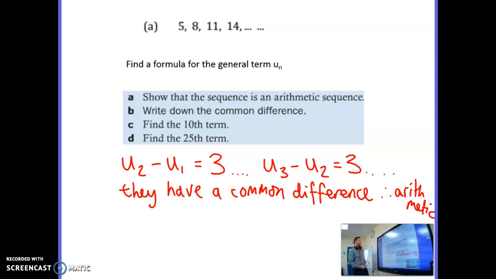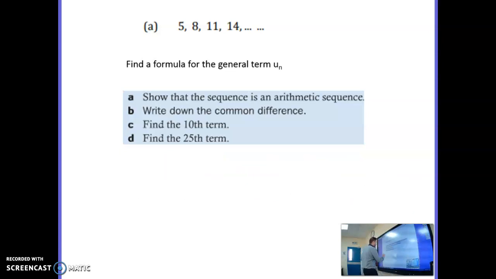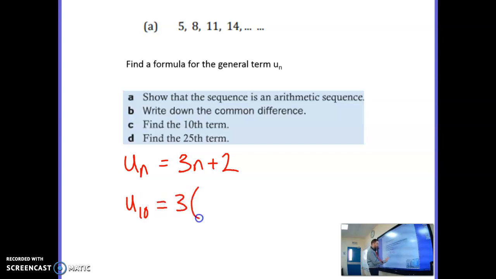Part B, write down the common difference. Well, we've said that was 3, so you would just answer 3 for that one. The 10th term, well, this is where we want to use our general term, which was 3n plus 2. So for the 10th term, all I need to do is say the 10th term is equal to 3 lots of 10 plus 2. So the 10th term is equal to 32.